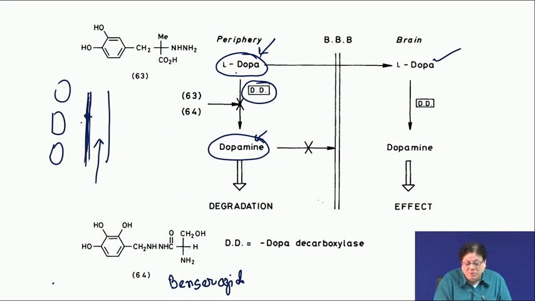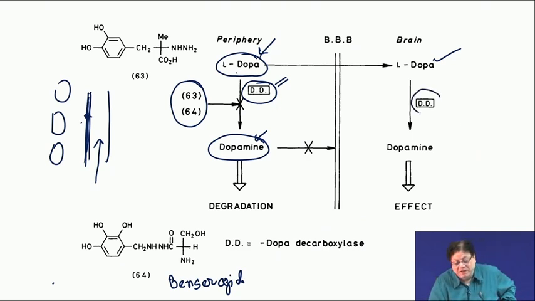So, to bypass this, what you need to do is to utilize an inhibitor of this DOPA decarboxylase. This is peripheral DOPA decarboxylase, and this is not the peripheral, this is in the brain cells. So, on this side is the brain, on this side is the periphery. So, it is the peripheral DOPA decarboxylase that is the problem.